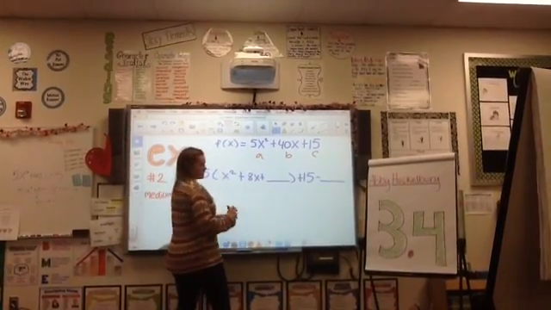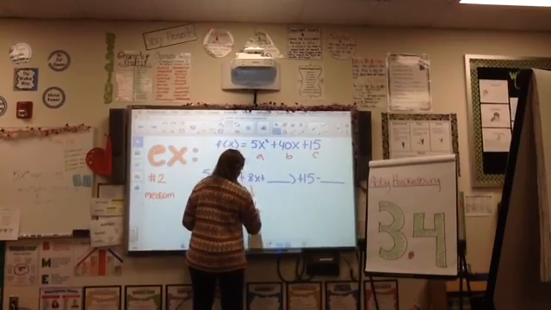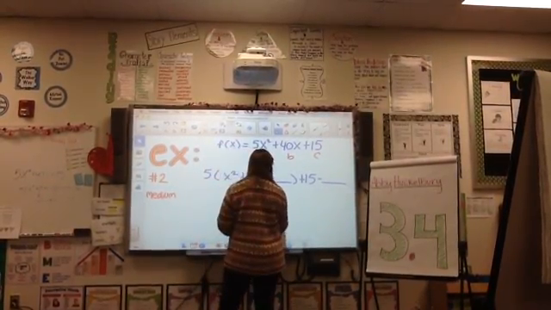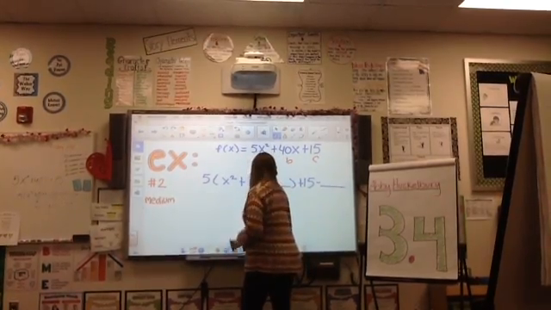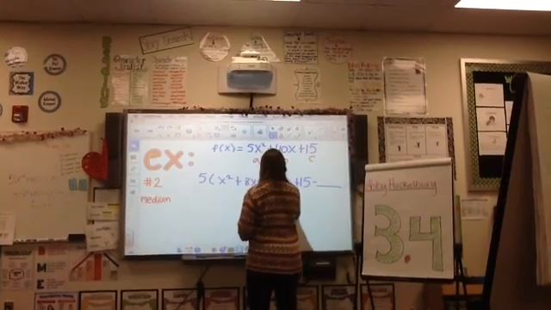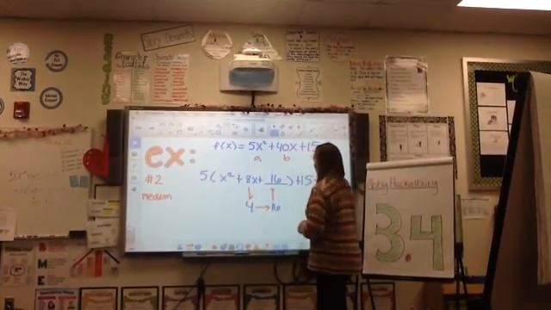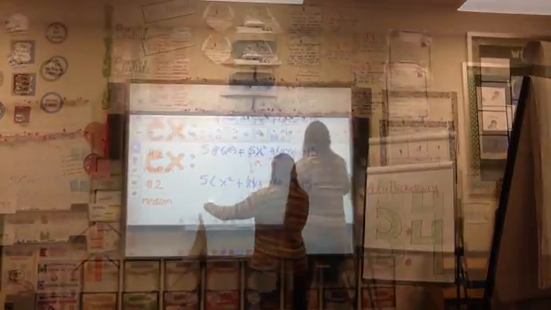Next, you divide your B term by 2, which is 4. You square it, which is 16, and that becomes your new C term. Now, because 16 is inside the parentheses, we need to multiply it by 5, which is 80.